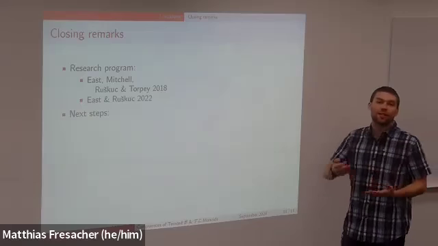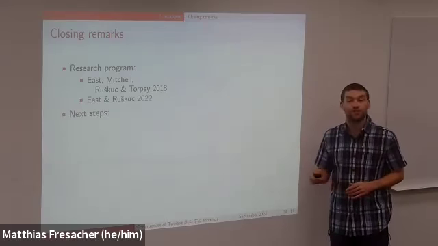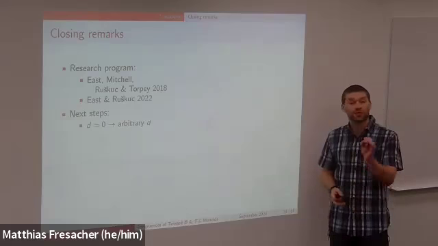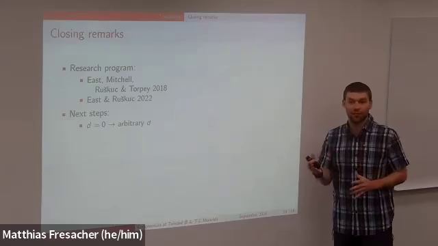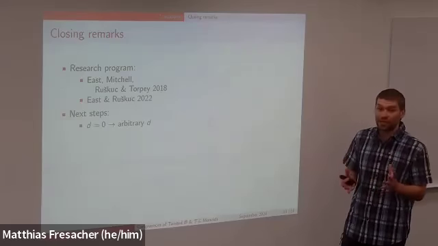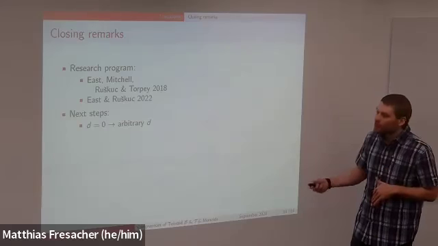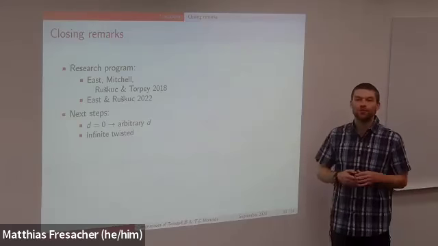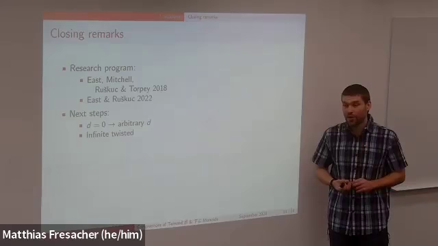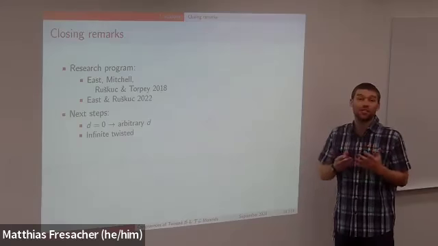So for me, the next step, sort of as part of this larger research program, would be to go from the 0 twisted setting of Brauer and Temperley-Lieb to an arbitrary D-twisted setting. And then one step beyond that would be to move into an infinite twisted setting, where, in hand-wavy terms, D is equal to infinity.